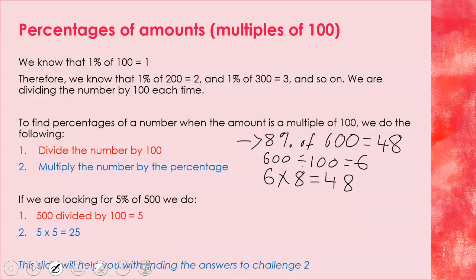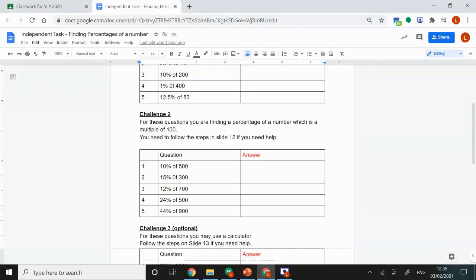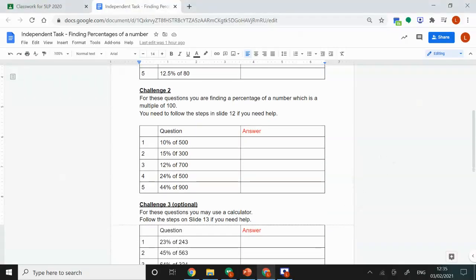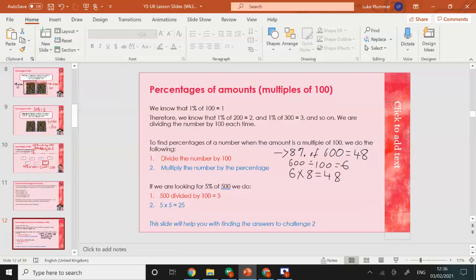Please use the information on this slide to help you with challenge 2. Challenge 2, follow that step by step. Take the number, the whole number, divide it by 100, multiply by the percentage. Step 1, divide by 100. Step 2, multiply by the percentage. Challenge 3 is, you can pause there and get going.